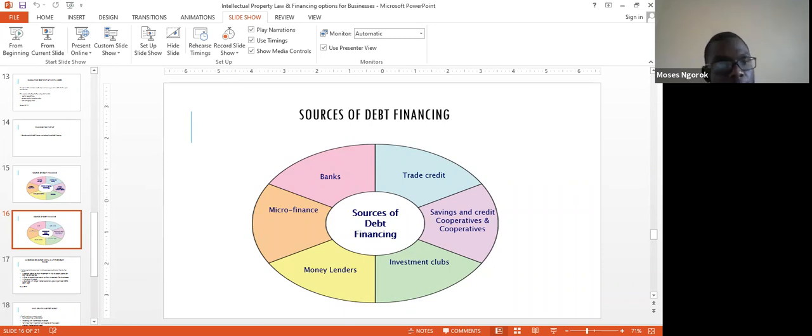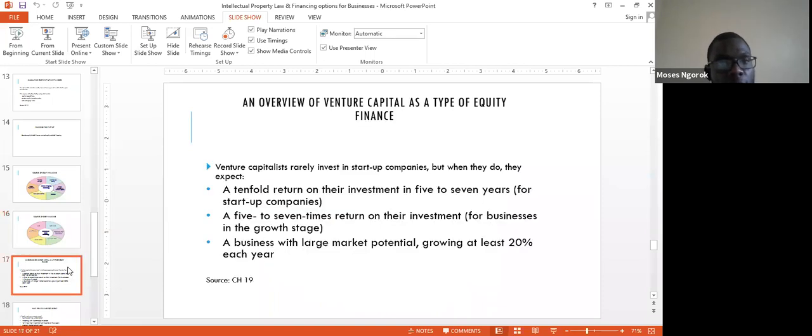So those are the types. Now we're going to look at them. I'm going to pick a few and look at them in depth, and that should help answer Emmanuel's question. I'd like us to look at venture capital as a type of equity finance, because I know at the end of the month, some of you are pitching before investors. So I'd like you to understand how this works.